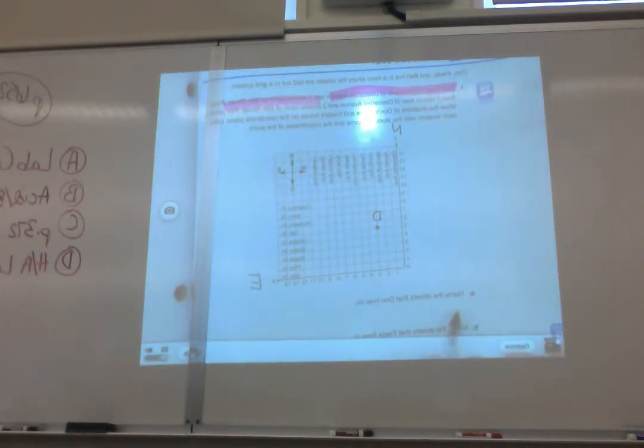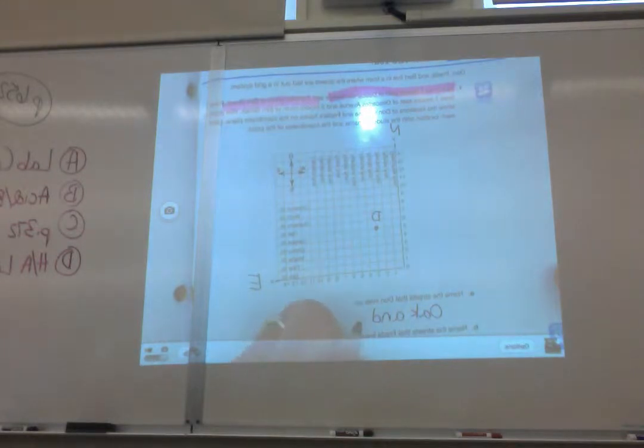Now, question A, they say, name the street that Dawn lives on. What do you guys see for Dawn? Oak. And what's the crossroad? Euclid. Oak and Euclid. Name the streets that Frida lives on.